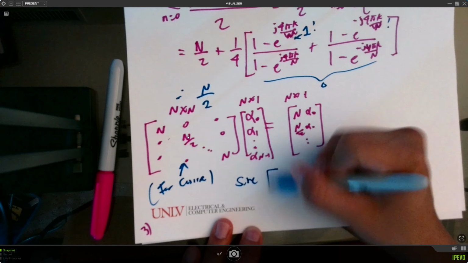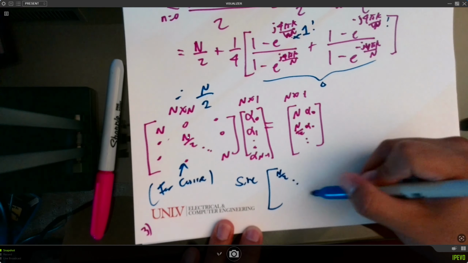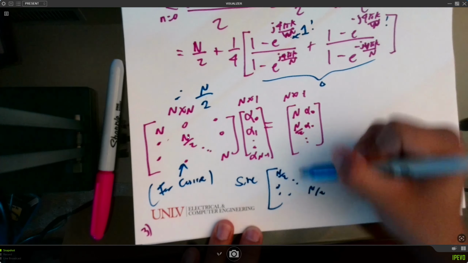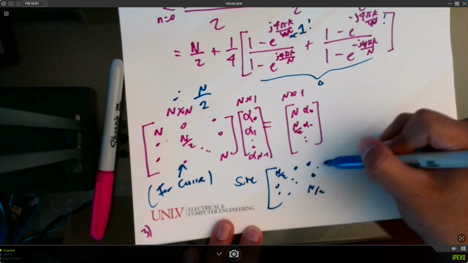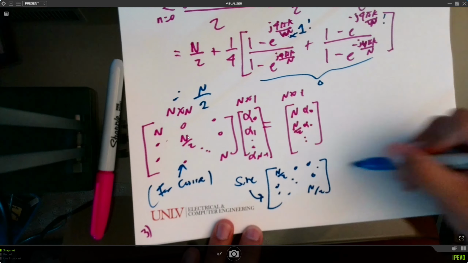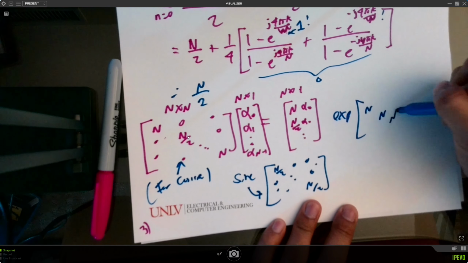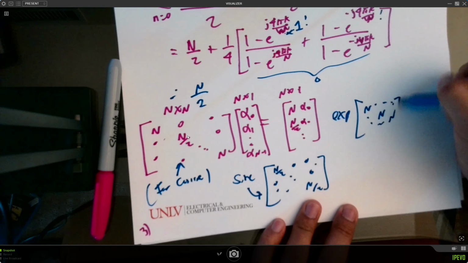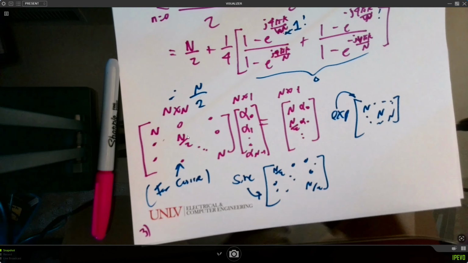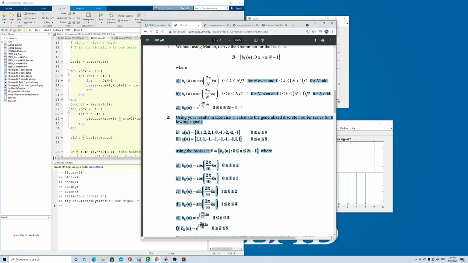And then sine is going to basically equal n divided by 2, dot, dot, dot, n divided by 2, this is 0, 0, 0, 0, 0, 0. There we go. That's sine. And then the exponential is going to be n, n, n. And there you go. These are your answers for number 1, but you have to prove them right here. So that should get you really started with it.